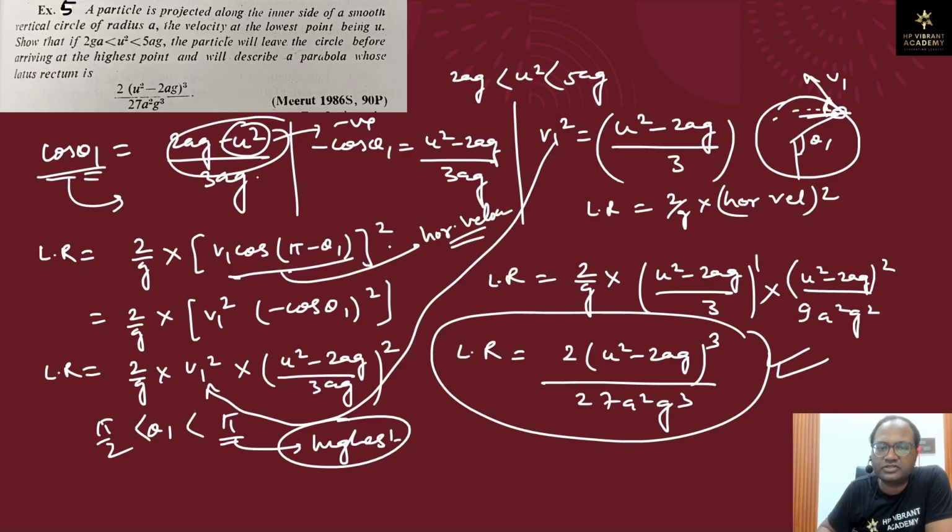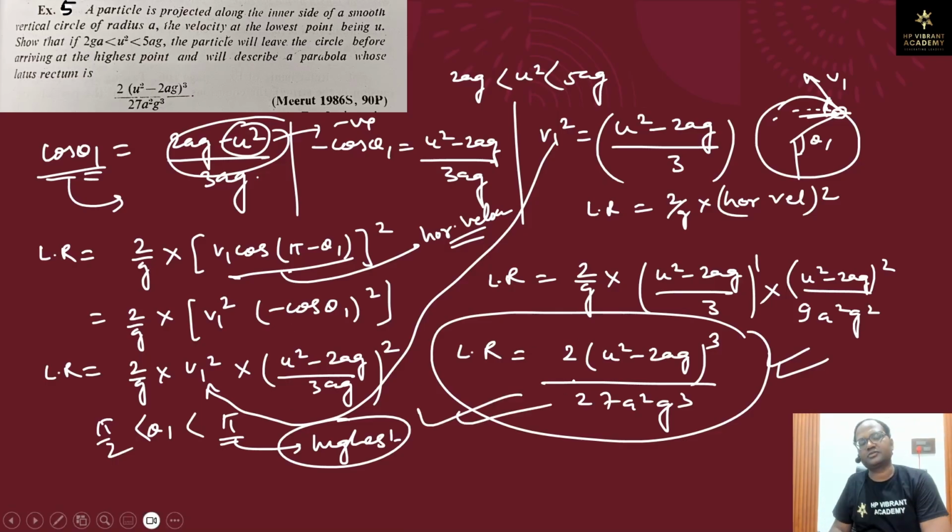Horizontal velocity whole square 2 upon g. So based on the further calculation, the latus rectum is given by this particular expression. Okay, so let us solve the next question.